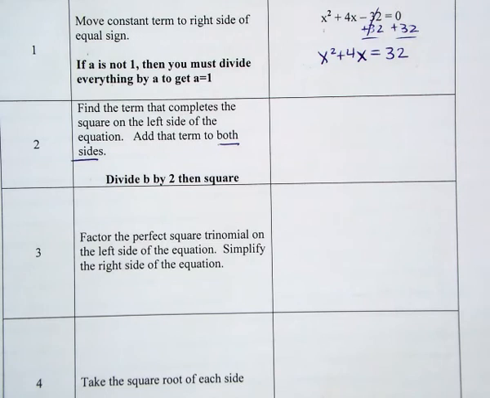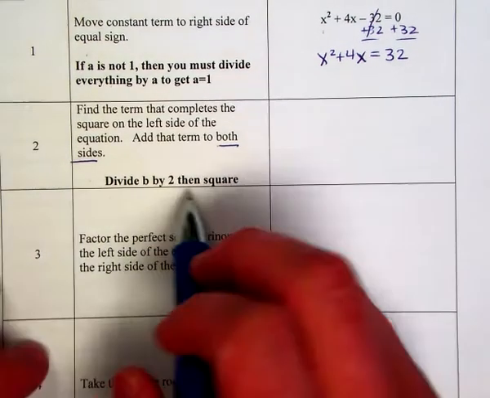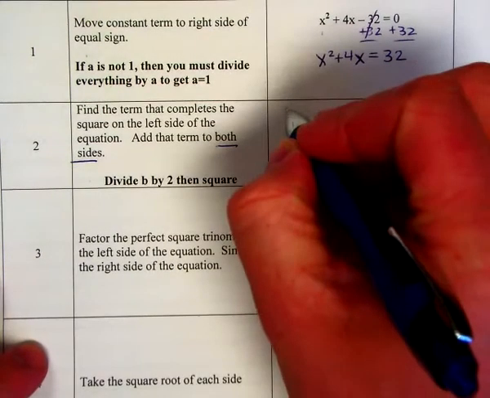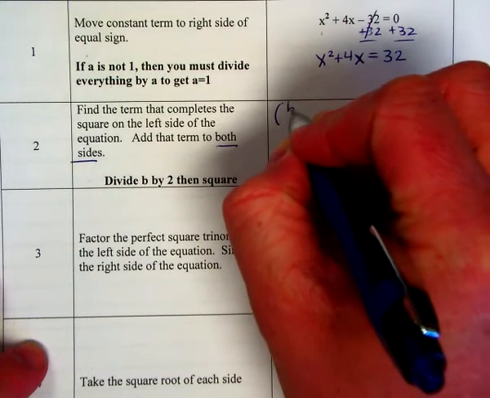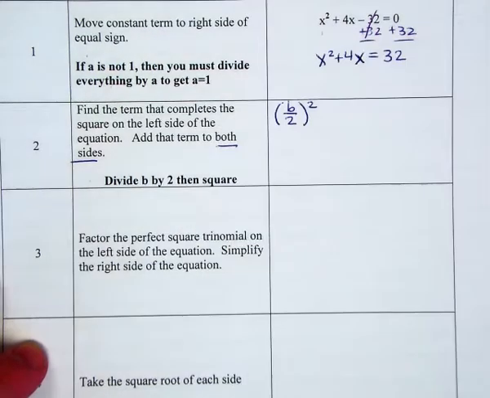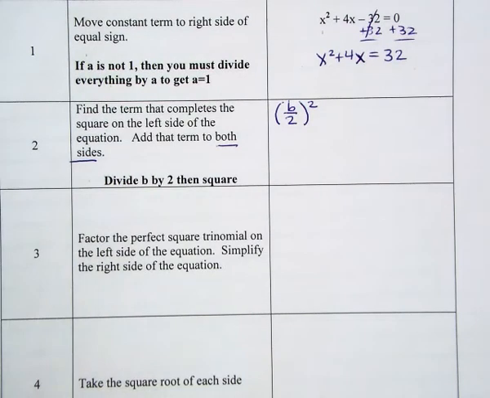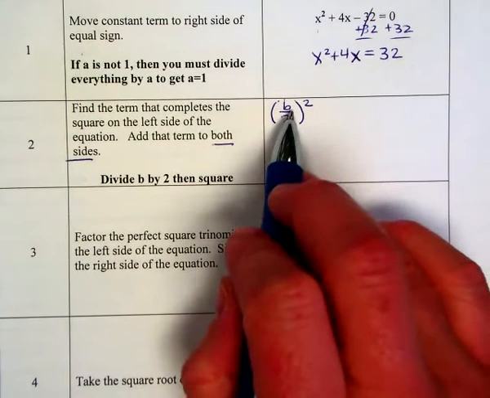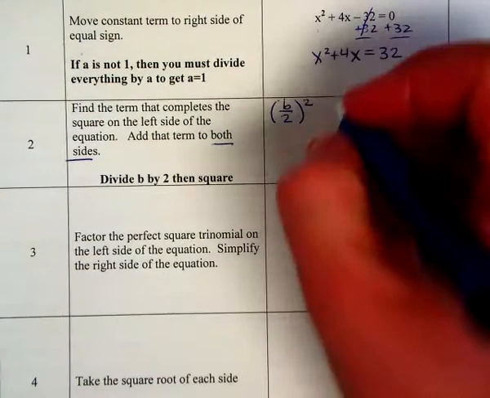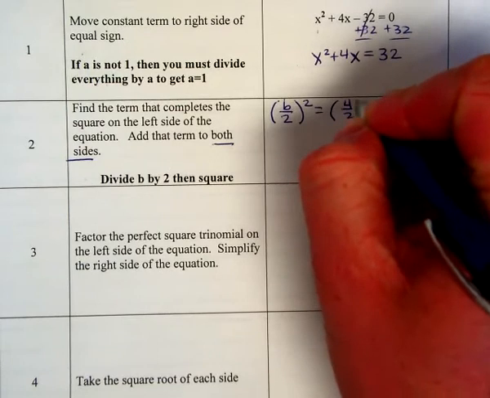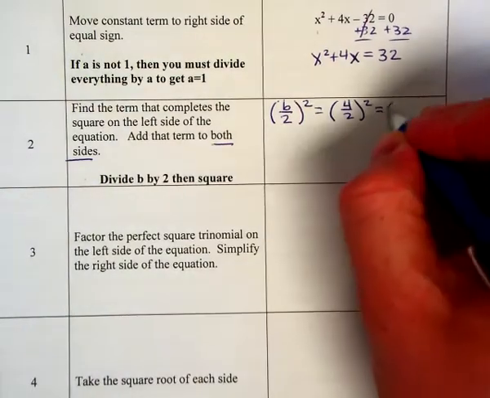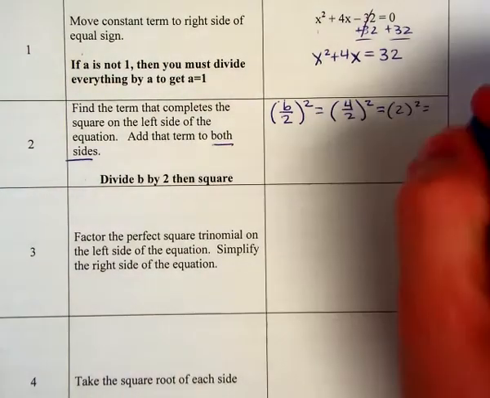Basically what we're asked to do to find this missing number is we're going to divide b by 2, then square it. So we're going to write this down as a formula in parentheses. We're going to divide b by 2, and then we are going to square it. This number, whatever it happens to be, is going to be added to both sides of our equation. So, which number in our equation here is b? Okay, so let's fill this in. That would be 4 divided by 2, and then we'll square it. What is 4 divided by 2? 2. And then we will square it to get 4.